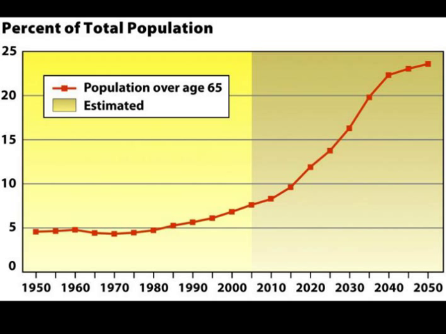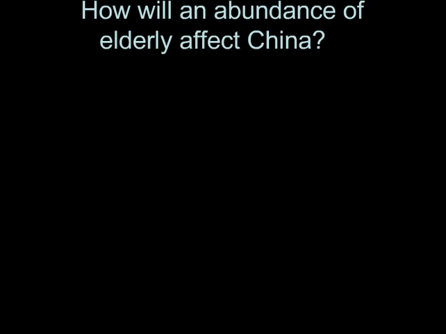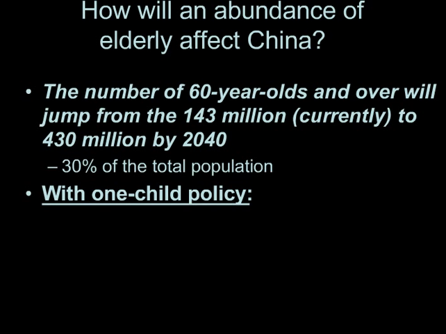Now we have a graph illustrating old age dependency issues in China on the horizon. So what's going to happen in China with all these older folk? The number of people 60 and over will jump from 143 million to 430 million by 2040. Keep in mind, the current U.S. population is 300 million. 30% of the total population of China by 2040 will be over the age of 60.